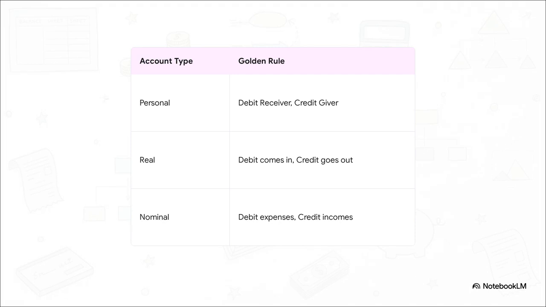Now, these right here are the famous golden rules of accounting. They brilliantly show how every single action has an equal and opposite reaction. For personal accounts, debit the receiver, credit the giver. For real accounts, debit what comes in, credit what goes out. And for nominal accounts, debit all expenses and losses, credit all incomes and gains. Remember, every transaction will touch at least 2 accounts, balancing out perfectly.